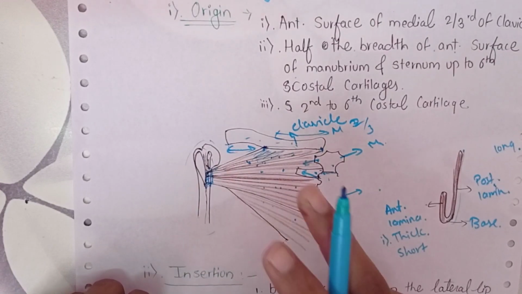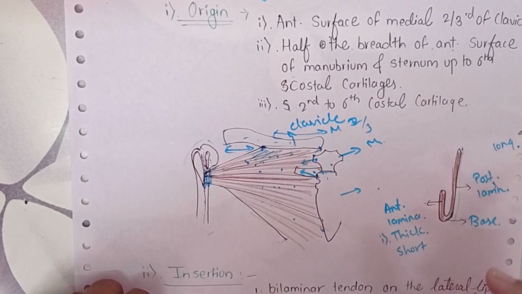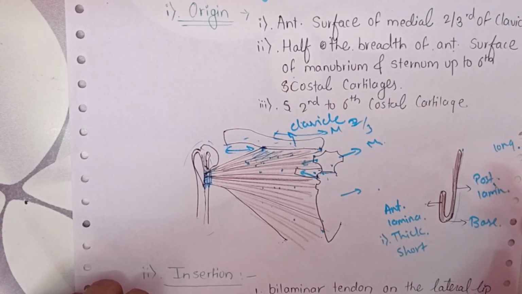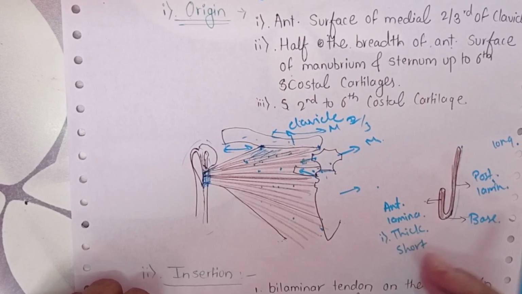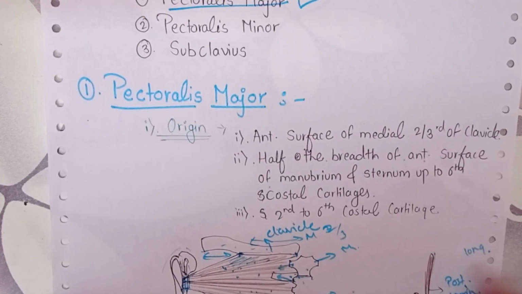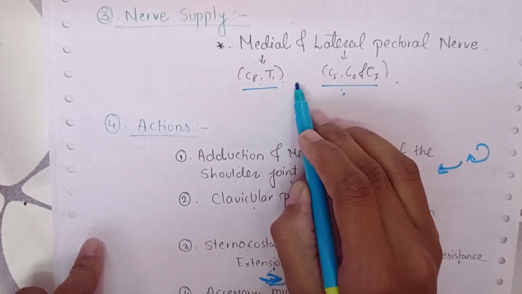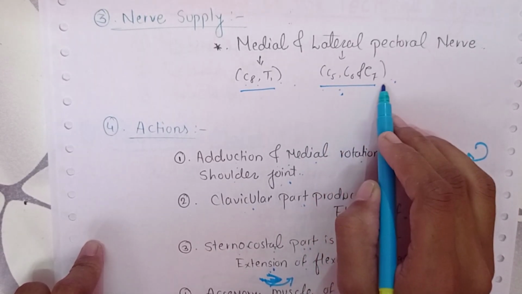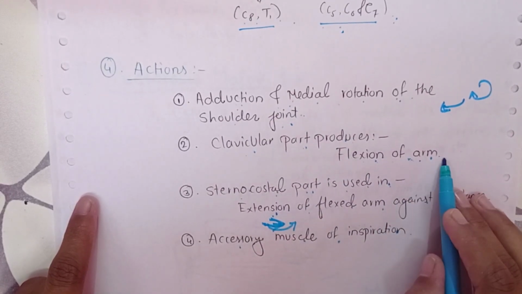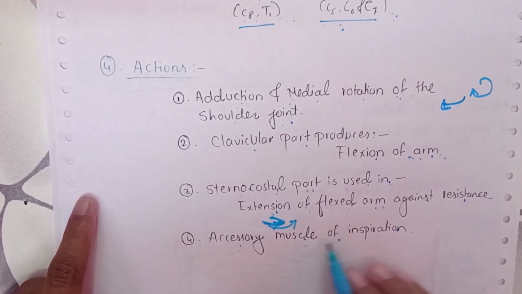The insertion takes place in a bilaminar tendon, which has the anterior lamina, posterior lamina and the base. If we have to write the difference between the anterior lamina and posterior lamina, the anterior lamina will be thick and short, whereas the posterior lamina will be long and thin. Nerve supply is the medial and the lateral pectoral nerve. The medial pectoral nerve is C8 to T1 and the lateral pectoral nerve is C5, C6 and C7. Main actions are adduction and medial rotation, flexion of the arm and extension of the flexed arm, as well as accessory muscle of inspiration.